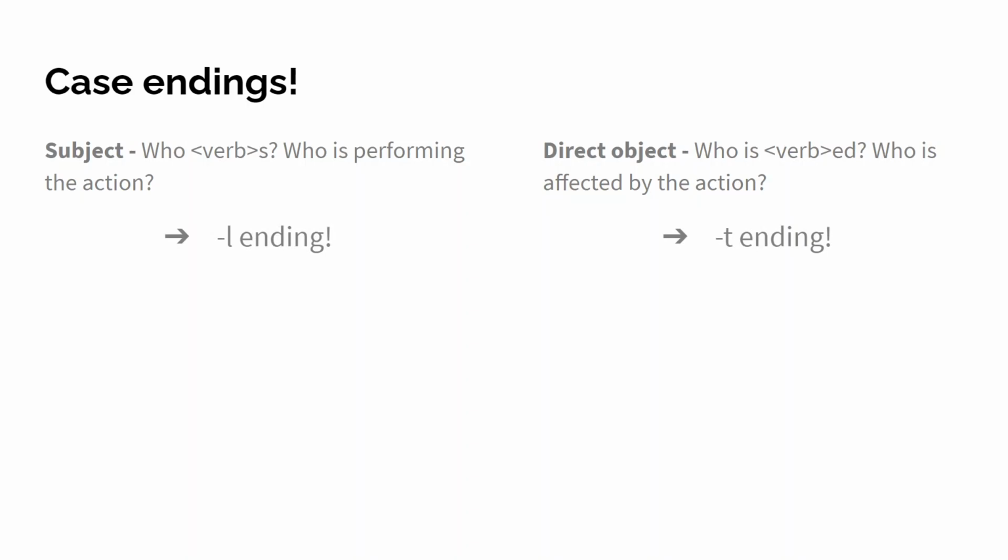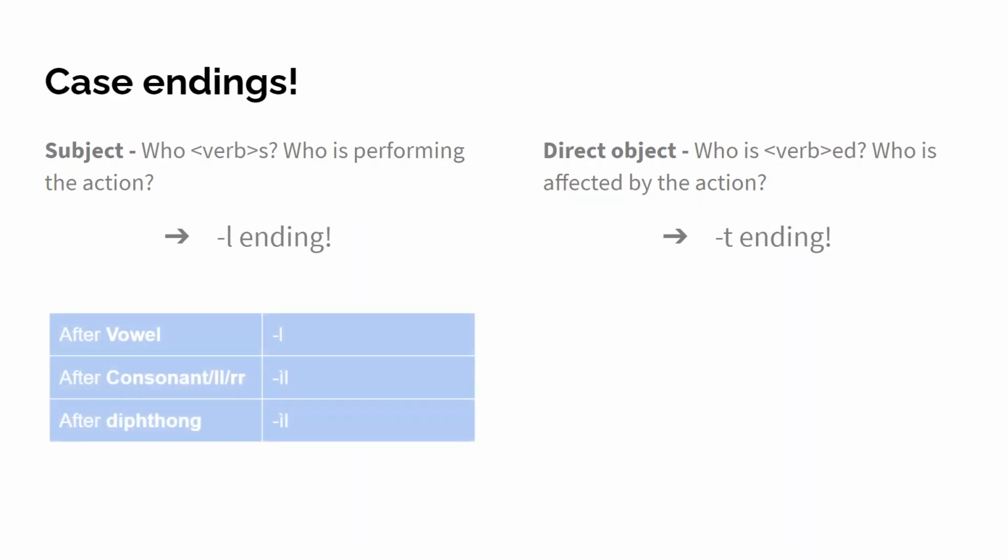And we have two different endings for these two different things. The subject in Na'vi is indicated with an L ending, and the direct object is indicated with a T ending. Sounds easy? It is kind of simple, but it gets slightly more complicated.